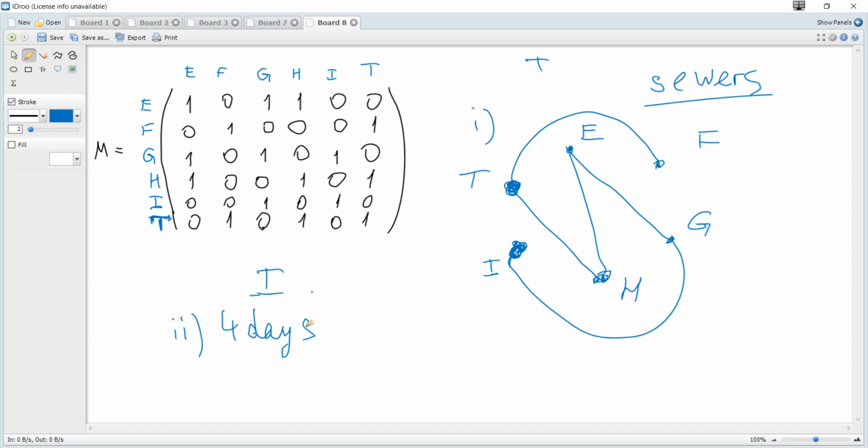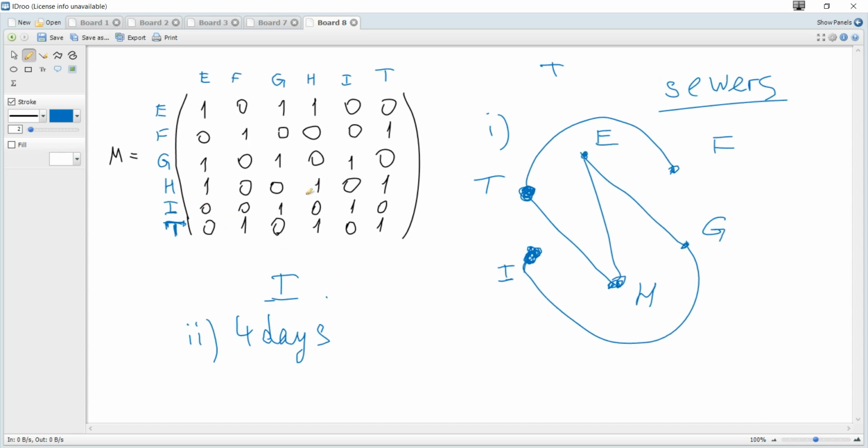Another method is to consider powers of the matrix, in general the matrix to the power of n. First of all, how to read it: we read from row to column, so from T to our towns we should consider the last row. And M to the power of n in general means the number of ways to travel from one town to another in n steps. One step means 1 edge.